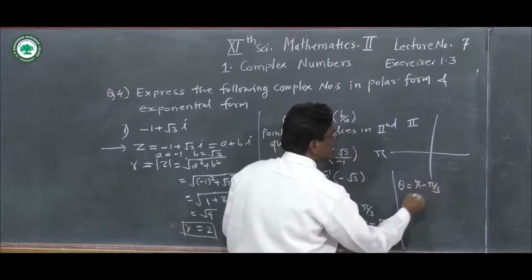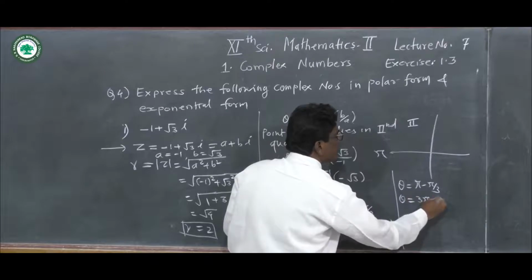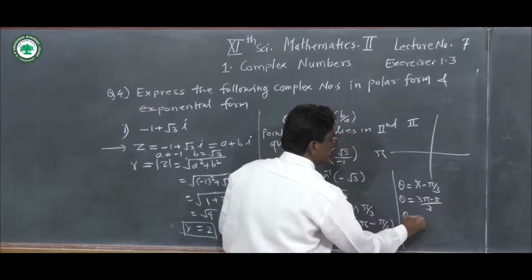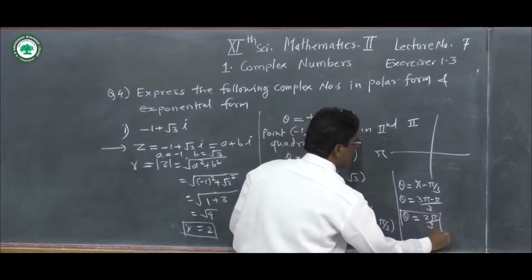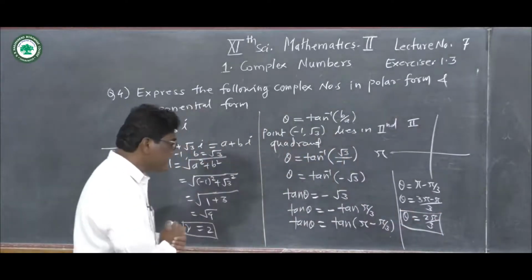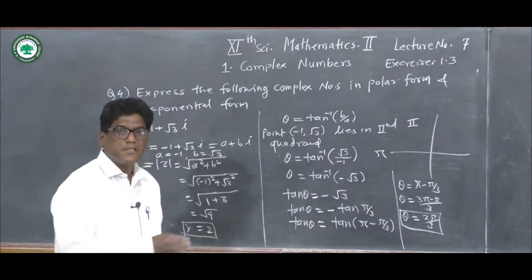Pi minus pi by 3. So theta is equal to 3 pi minus pi upon 3. So theta is equal to 3 pi minus pi, that is 2 pi upon 3. Theta is 2 pi upon 3. In this way we get here r as 2 and theta as 2 pi by 3.